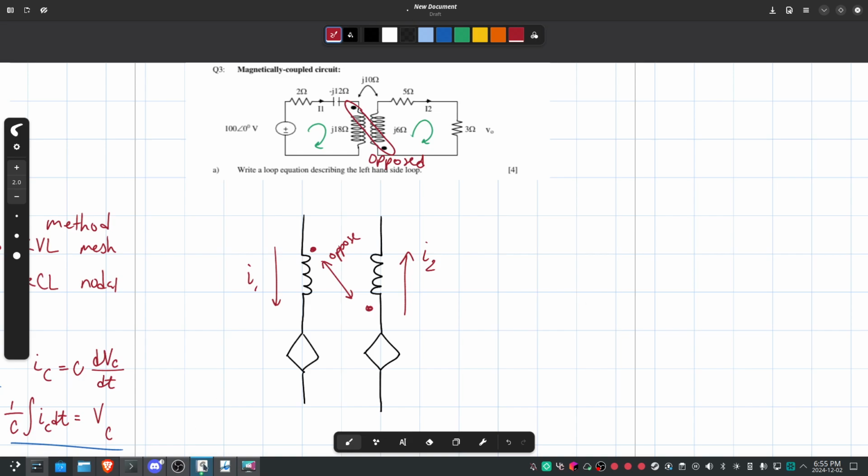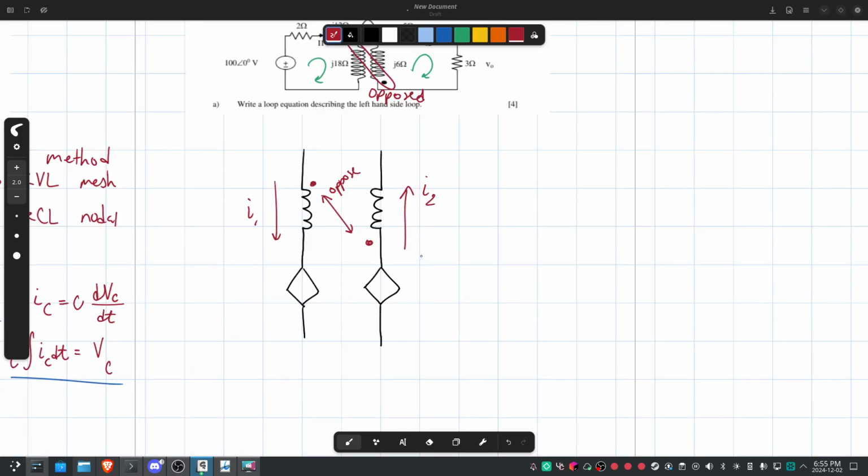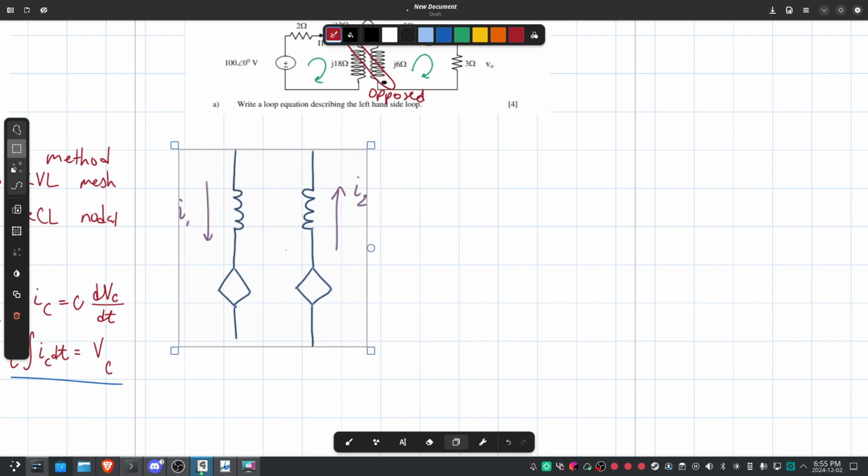When they are opposed, and I just need to make sure because I also mess up on the dot a lot. When they are opposed, would it be different if it was aiding? Yes, it would be different if it was aiding. That's the point of the dots, to show you if it's opposed or aiding. I'll show you aiding in a second, but let's start with opposed because that's what the question gives. Actually, no, fine. Let's work with aiding, and then I'll show you opposed first, side by side.